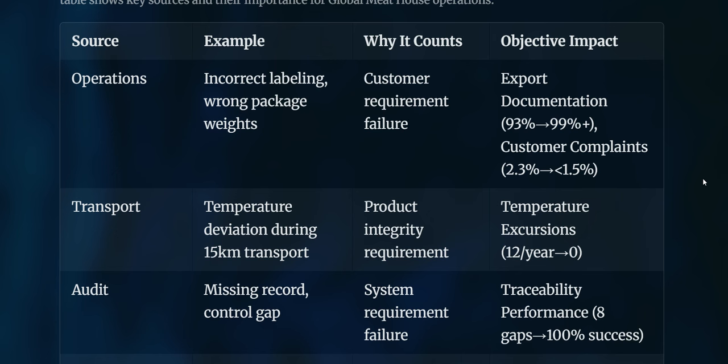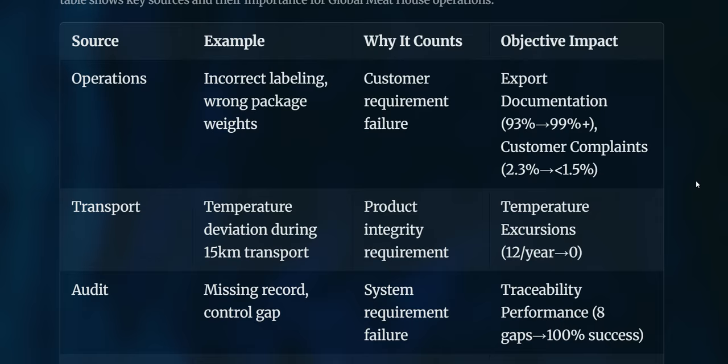The first source of our nonconformity, for example, is operations. Examples of operations nonconformity include incorrect labeling and wrong packing weights. Why does it count as a nonconformity? Because it's a customer requirement failure. The objectives it will impact include export documentation accuracy and customer complaints reduction.